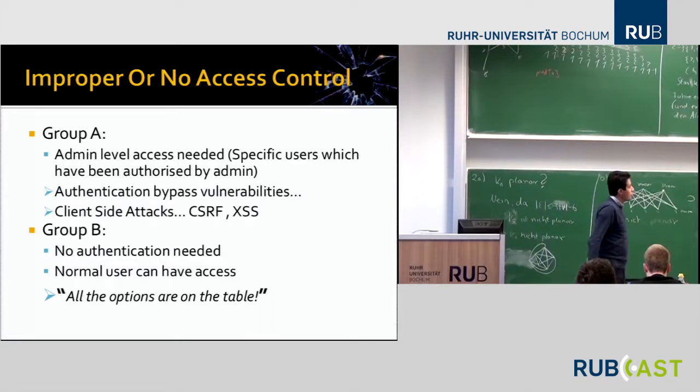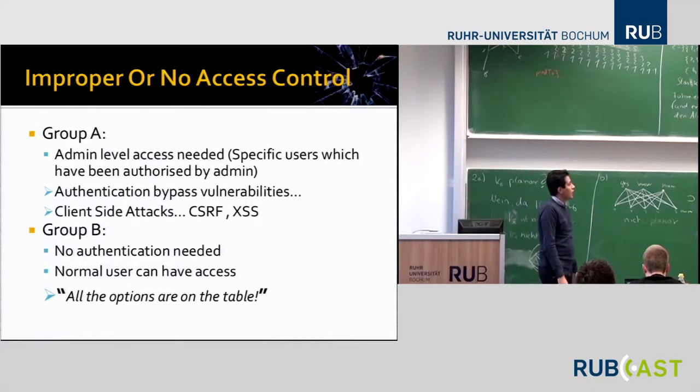In here, in group A, authentication bypass is very important, because if you bypass it, you can upload whatever you want again on the server. Also, client-side attacks are becoming important, because if you have cross-site scripting or cross-site request forgery, you may be able to upload a file on behalf of the admin or any trusted user.